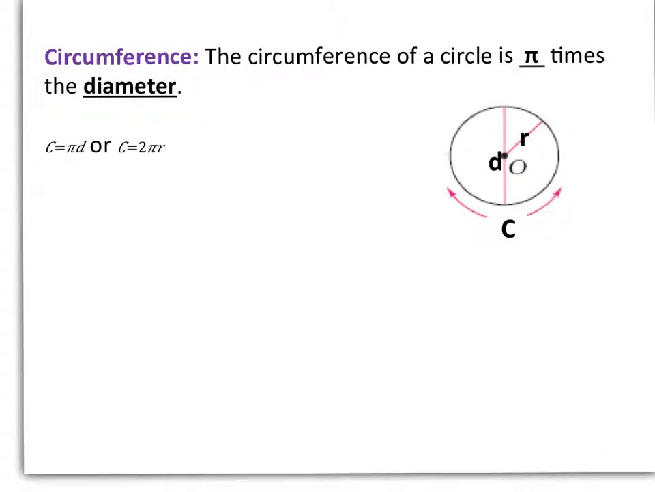The circumference of a circle is pi times the diameter. Remember, the diameter goes through the center of the circle from one side to the other. We can use the formula C equals pi d or C equals 2 pi r. Remember, 2 radii make 1 diameter.